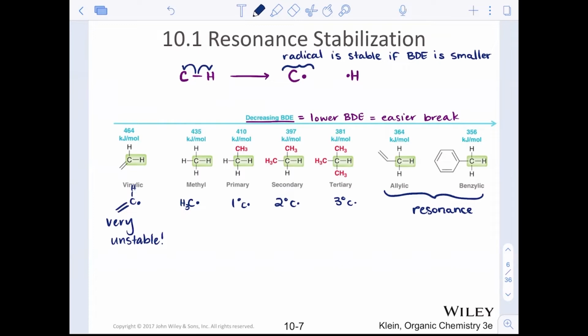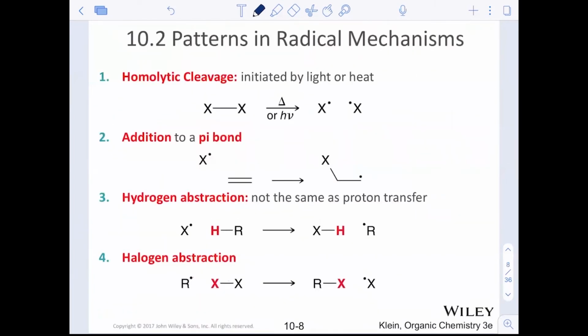So looking at these values, we can start to realize that the easier something is to break off homolytically, the more stable the radical product is after that reaction. There are a couple of different patterns, just like we've seen patterns before in heterolytic reactions. We're going to talk about these homolytic patterns as well. Klein has a very nice chart in the textbook, which we'll be filling in right here with the mechanisms.